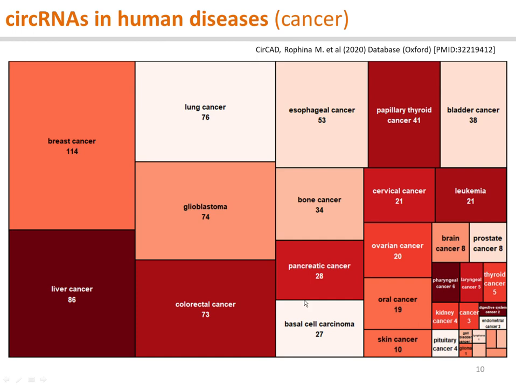Circular RNAs are associated with many human diseases as cataloged in the CircAtlas database. In this tree map, each rectangular area represents the number of circular RNAs associated with the cancer type. Circular RNAs are heavily associated with breast, liver, lung, glioblastoma, and colorectal cancers.